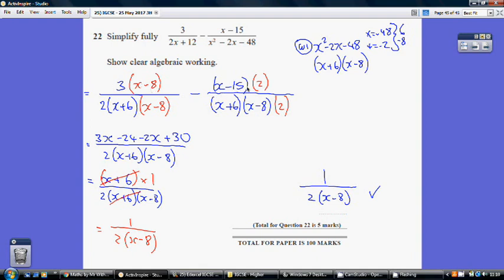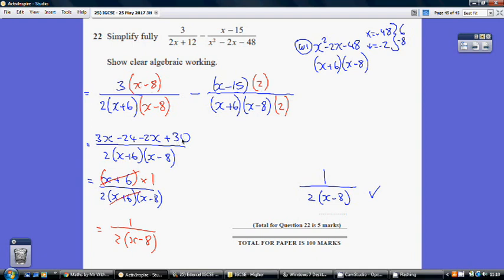Now you've got to be ever so careful over here. It's 2 times x and 2 times minus 15, which is 2x and minus 30. But we're minusing both of these. So it's minus 2x. And in particular, be very careful that you've got plus 30 here, because we're minusing minus 30, which is plus 30.